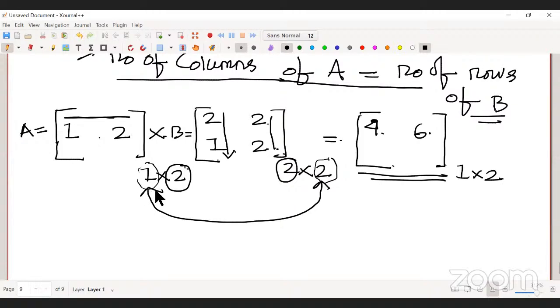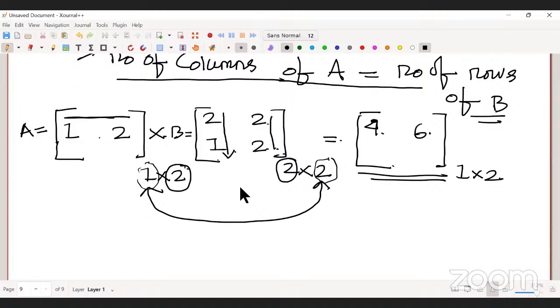So here you can see you can't add A and B, because the order of A is 1 cross 2, and the order of B is 2 cross 2. So that means you cannot add these two matrices, but certainly you can multiply these two matrices. For addition, both matrices have to be of the same order. Is it clear?